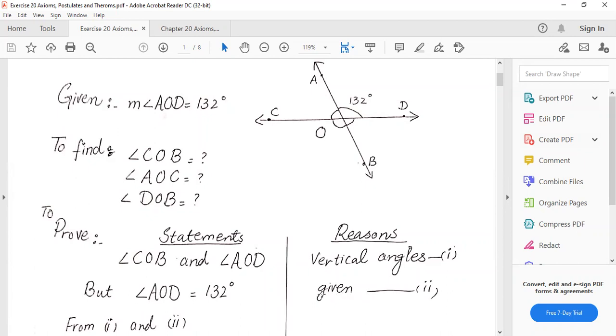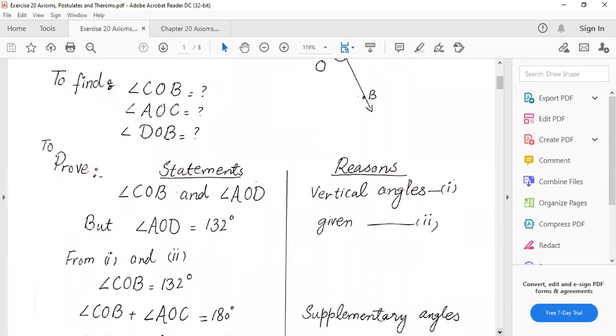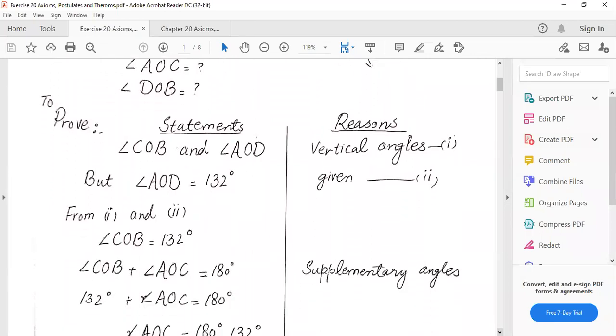We will not write the full sentence given in the statement. We will write only given, and in front of these two angles, we will write vertical angles. And we will say this is 1 and this is 2. Now from 1 and 2, we come to know that vertical angles are equal. If AOD is 132, similarly, COB will be 132. Now we are done with the two angles.